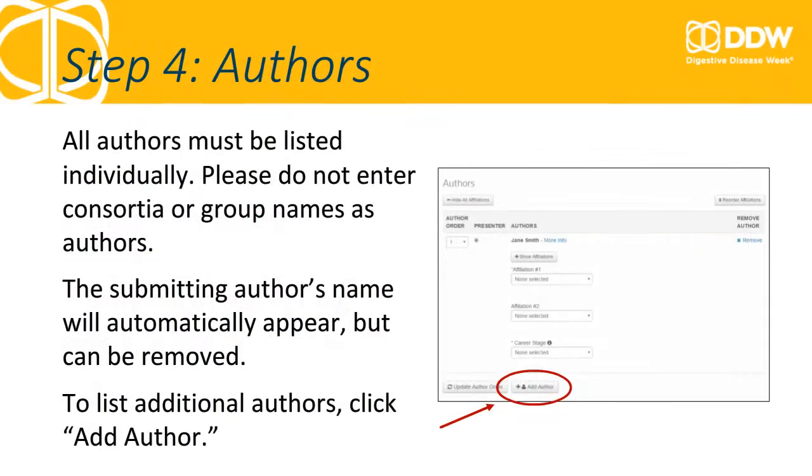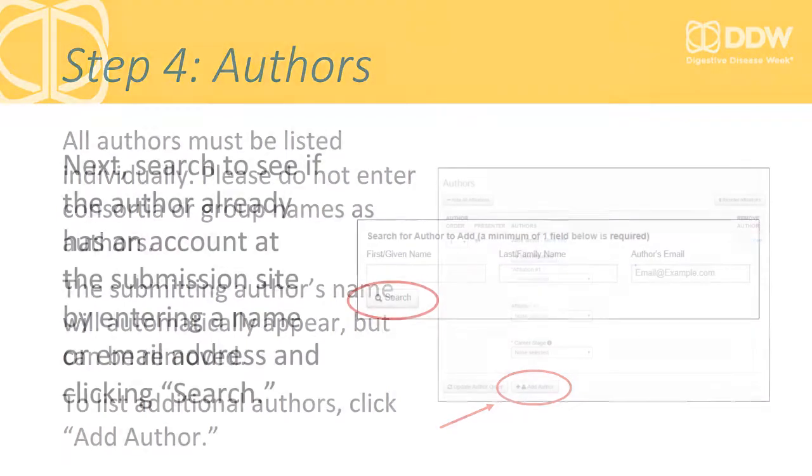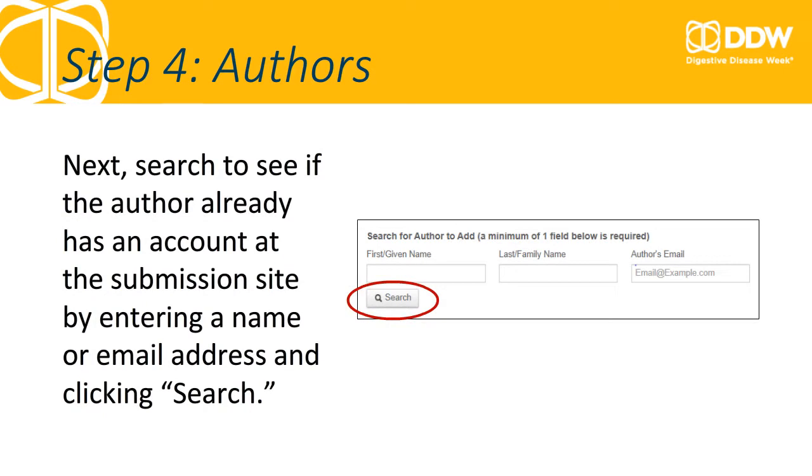You'll now be able to add co-authors to your abstract. Please note that all authors must be listed individually. To add an additional author, click the Add Author button. Now, perform a quick search to see if your co-author already has an account at the site. You can search by name or email address.